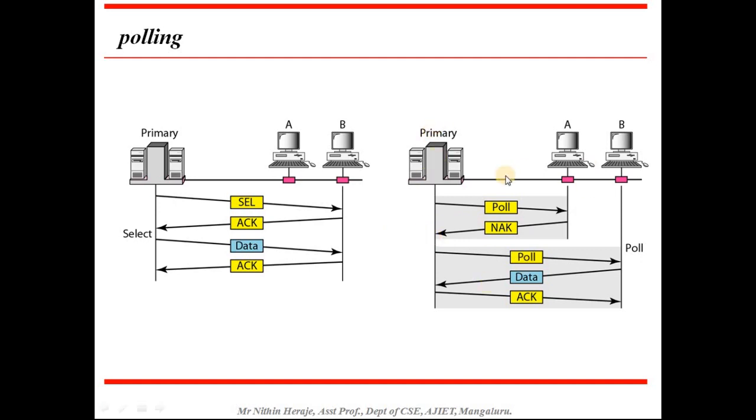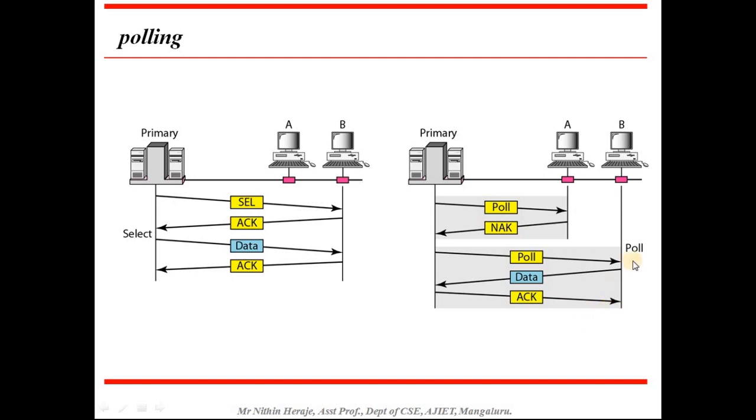Next, the primary station will send the poll frame to station B to ask if it has any data to send. In this case, B will send the data to the primary station, and on receiving the data from B, the primary station will send back an acknowledgement to station B. Once station B receives the acknowledgement, it knows the data has been successfully transmitted to the primary station. So this completes one transaction.